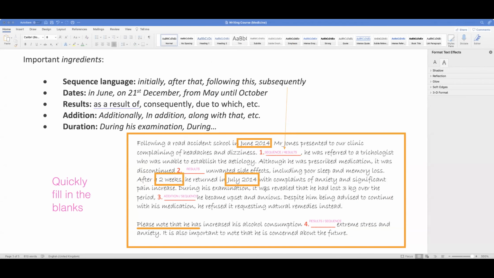Have we got any duration? During his examination, just below July. Yes, there it is. And also, someone talked about contrast. Can you see the contrast here? Yes, although and despite. Contrast is also very good. I really like it, but it's not sequence. Contrast is not really about sequence.